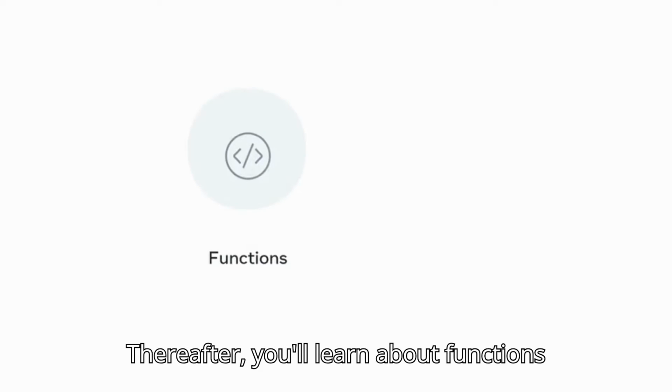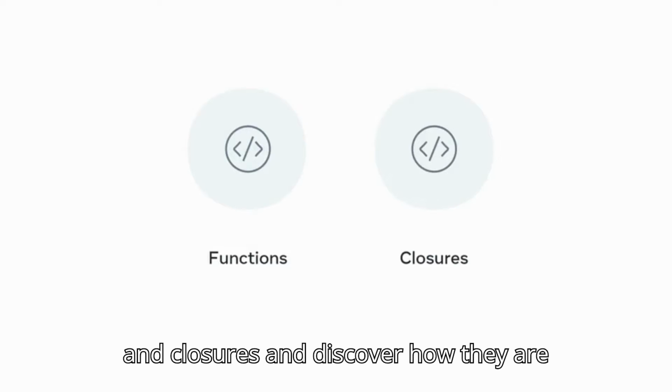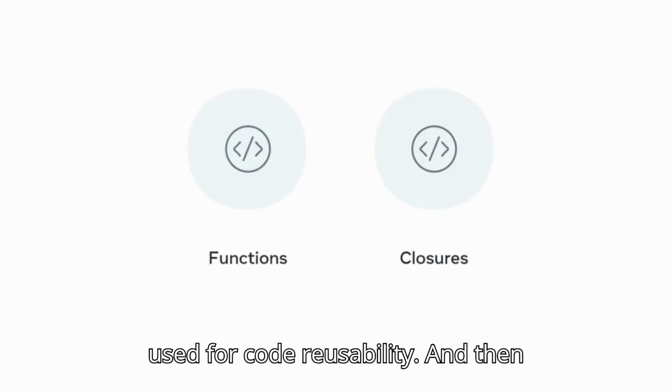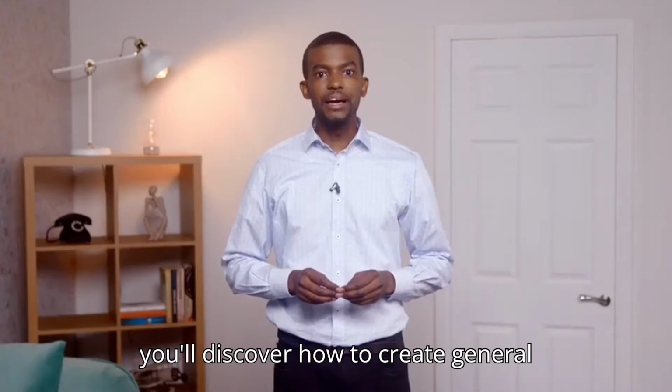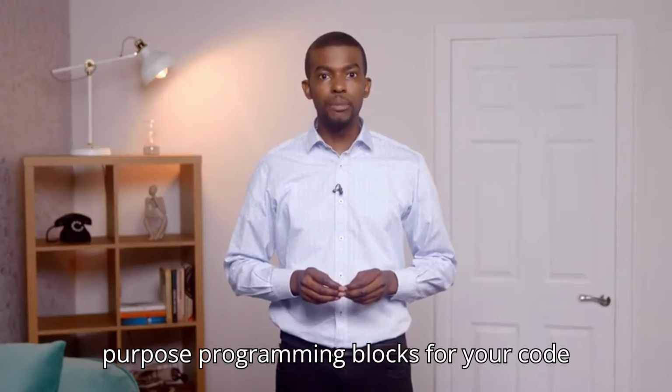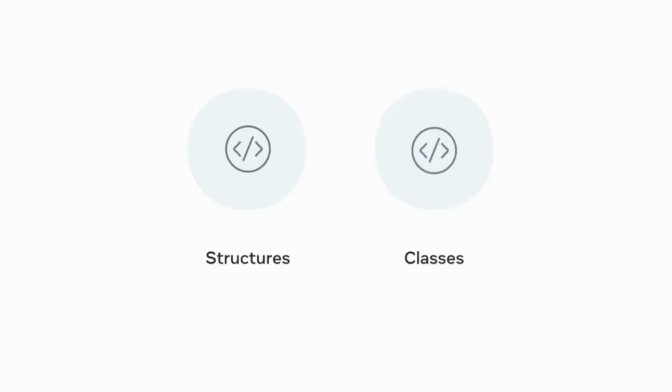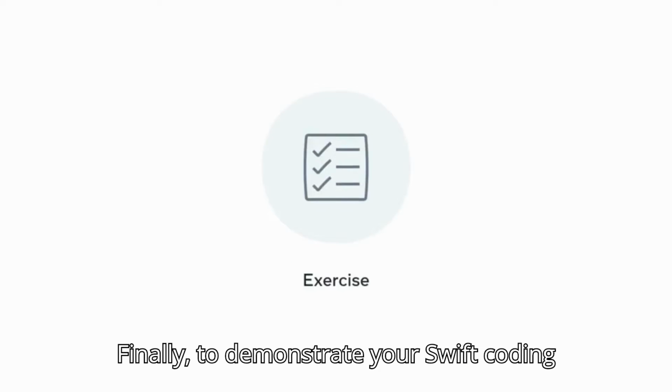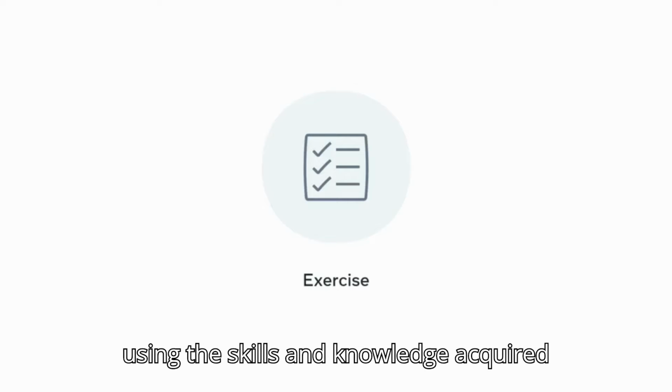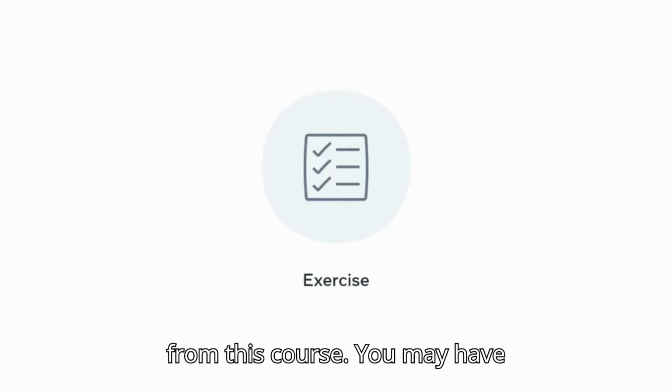Thereafter, you'll learn about functions and closures and discover how they are used for code reusability. And then you'll discover how to create general-purpose programming blocks for your code by learning about structures and classes. Finally, to demonstrate your Swift coding ability, you'll complete an exercise using the skills and knowledge acquired from this course.